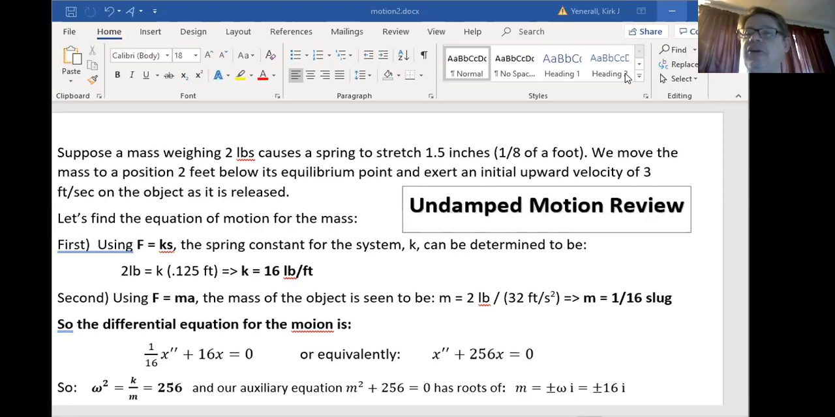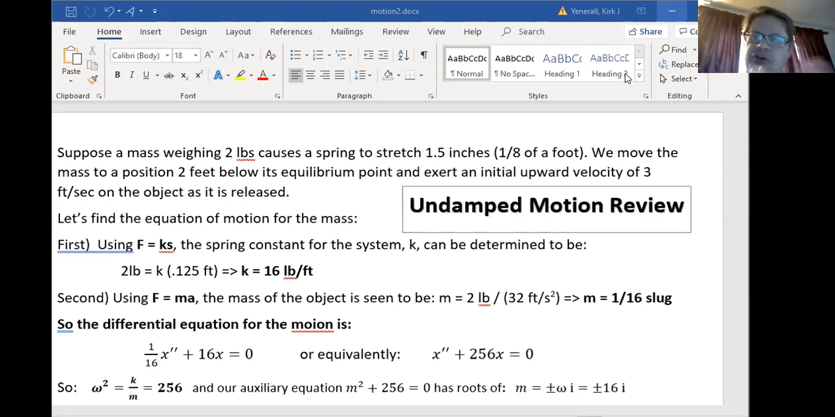So what we're going to take a look at in video number 3 here is an example of some motion. We're going to start off with a review of undamped motion and solve an initial value problem. This will basically begin as a review of video 1.